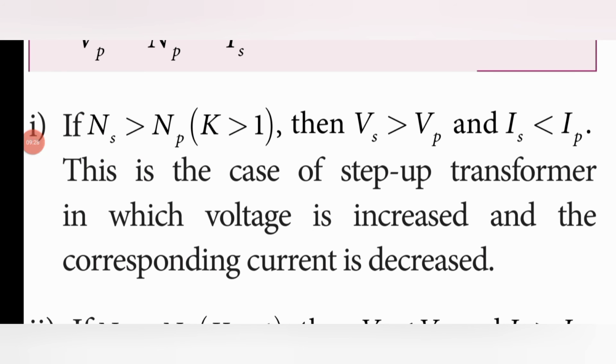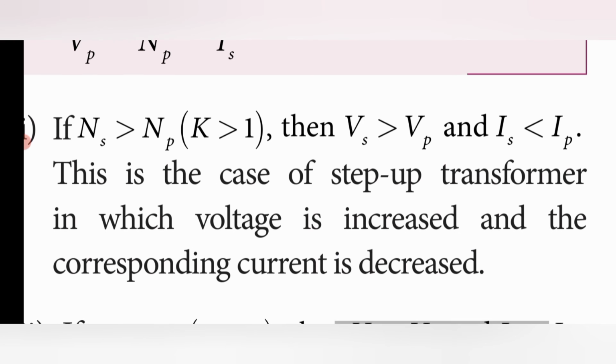So there may be two cases. If Ns is greater than Np, what does that mean? K is greater than 1. So Vs is greater than Vp. That means Ns greater than Np gives Vs greater than Vp. And what about the current value? Is is lesser than Ip. In this case, the transformer is used as a step-up transformer, which means we give an increasing voltage and we get a decreased current. So this is the step-up transformer.